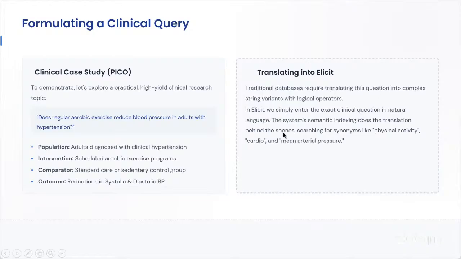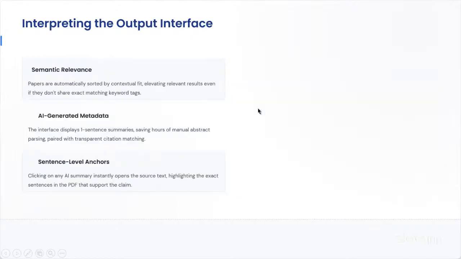We would ask the question, and it would help us with all the synonyms. For example, aerobic exercise could be used. Someone could say, for instance, cardio or physical activity or something along those lines. So it helps find all the synonyms very seamlessly, so we don't miss any important papers.